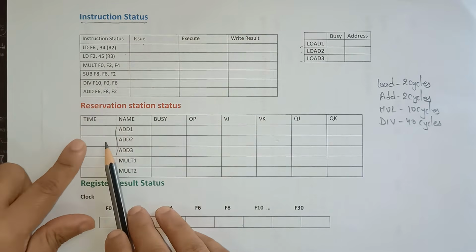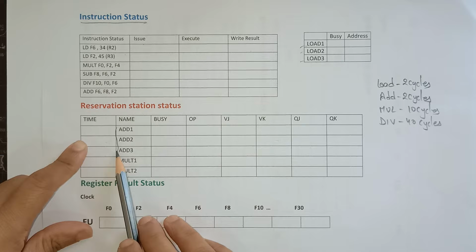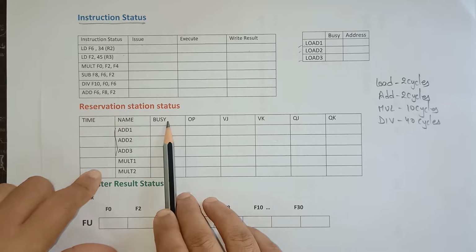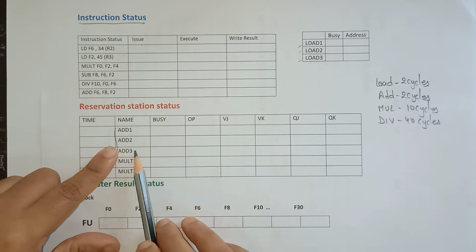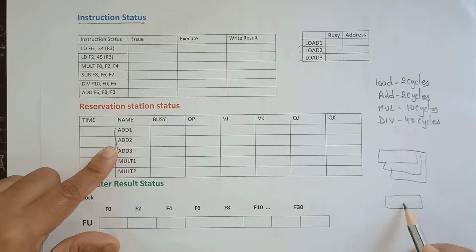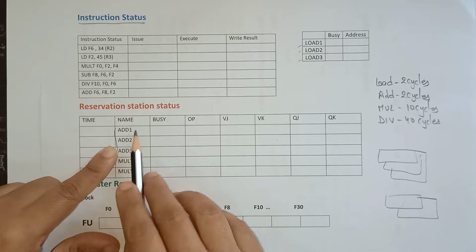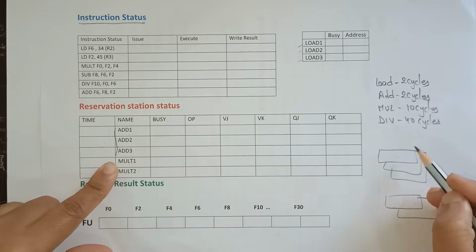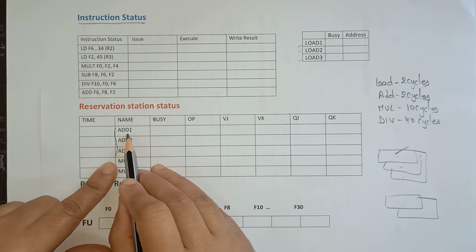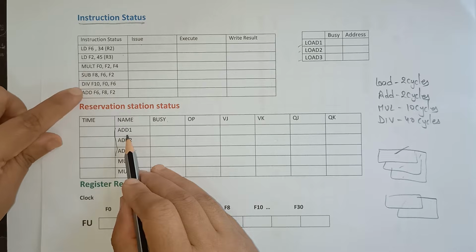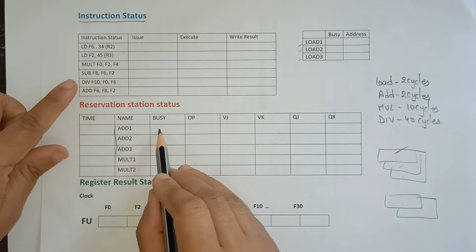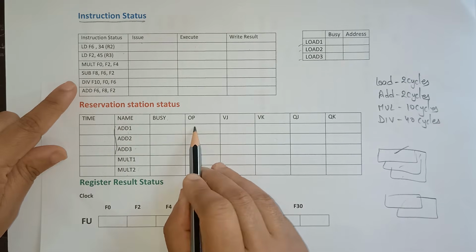In the reservation stations, the time column shows how much time this adder is taking to execute the instructions, and how much time the multipliers take, meaning the cycles. Here, busy shows whether the adders, since 3 adder circuits are there, and the 2 multiplier circuits, are busy or not. And OP means what operation this adder 1 is doing, either addition or subtraction. Whichever operation it is doing, that adder will be busy.